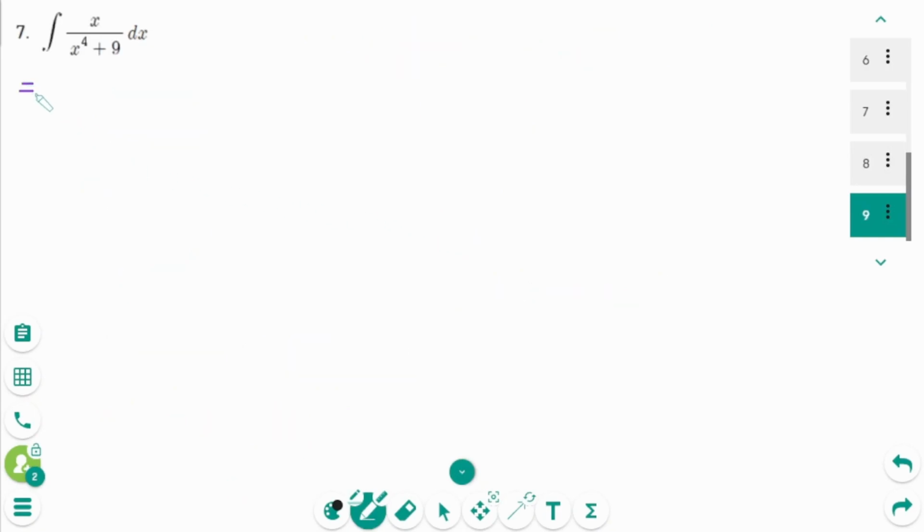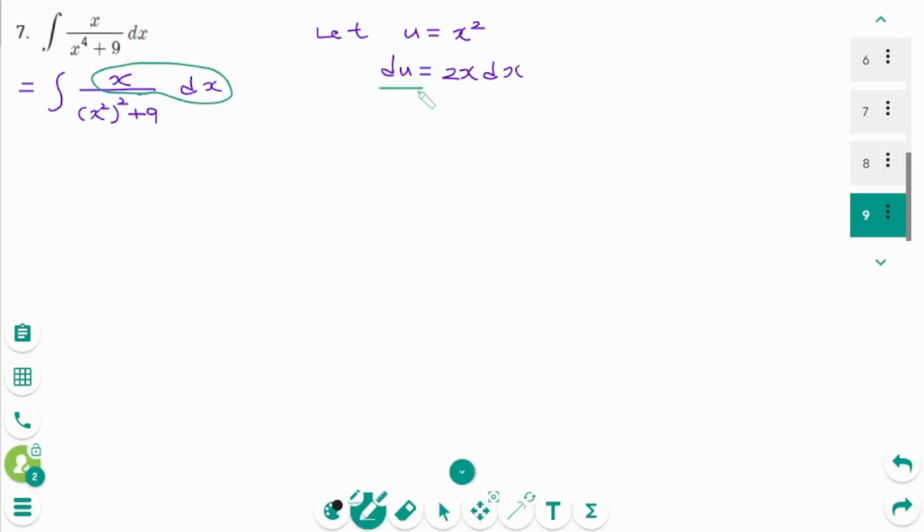Number 7, we can rewrite as the integral of x over x squared, then squared, plus 9 dx. Now use u substitution. Let u equal x squared, then derive on each side du equals 2x dx. There is only x dx, then divide by 2 on each side. Du over 2 equals x dx, the 2 is cancelled.